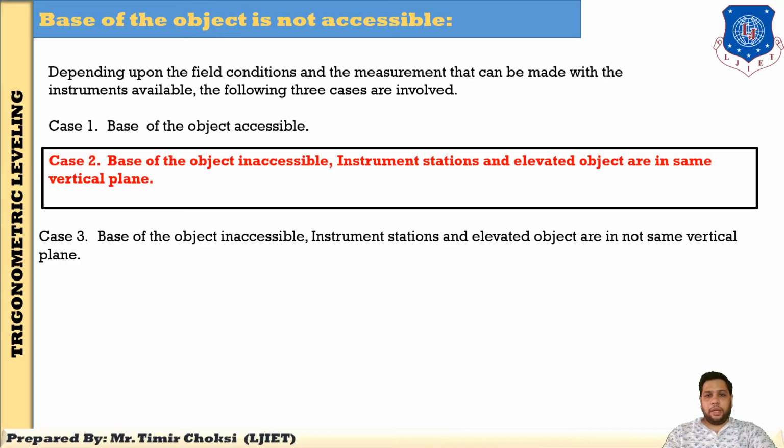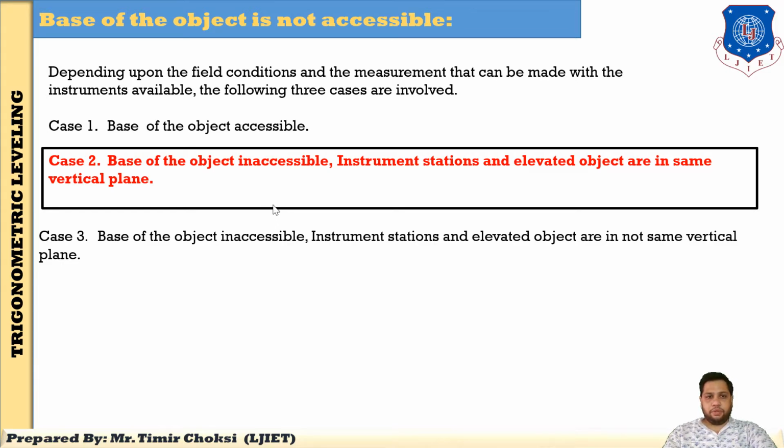Here you know that there are three cases involved in this chapter. I have already explained an overview of all the cases in session number 1. Depending upon the field condition, the measurement, and the instrument available, the following cases are involved. First, the base of the object is accessible, which I have already explained with derivation in session number 2. In the second case, the base of the object is inaccessible, and the instrument station and elevated object are in the same vertical plane. I have focused on this case number 2 in this session.